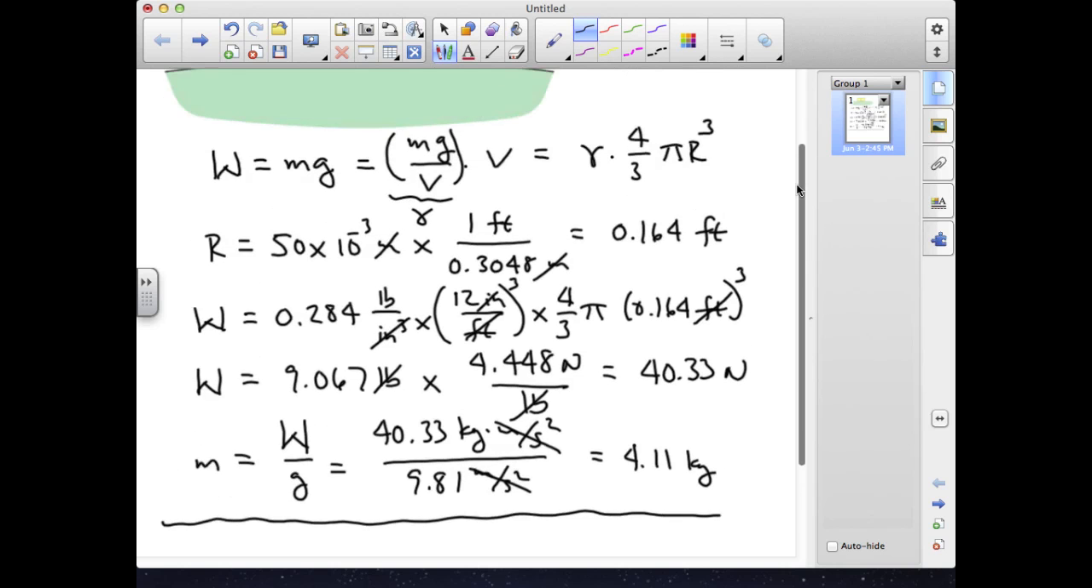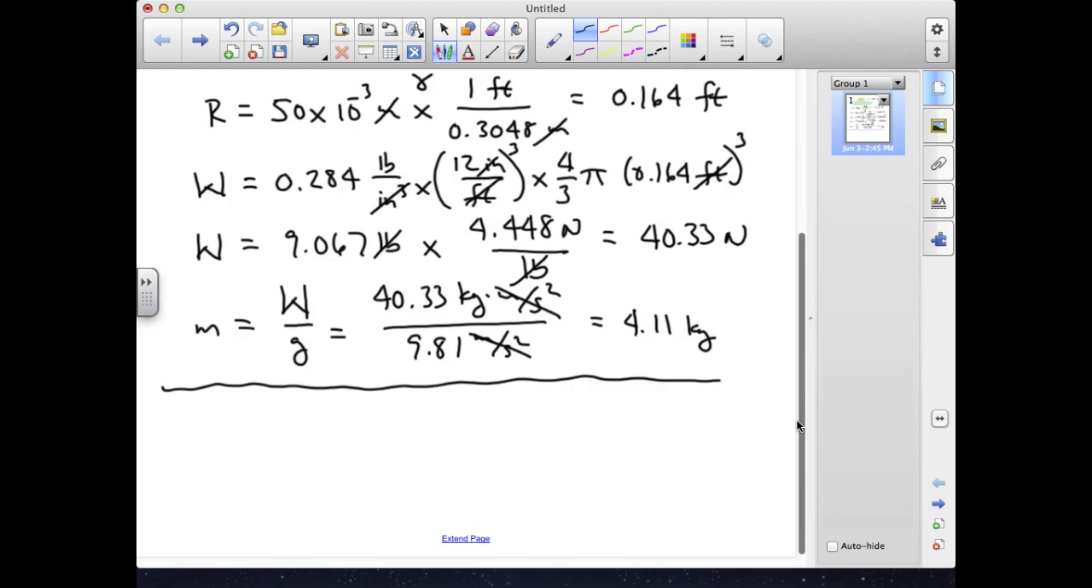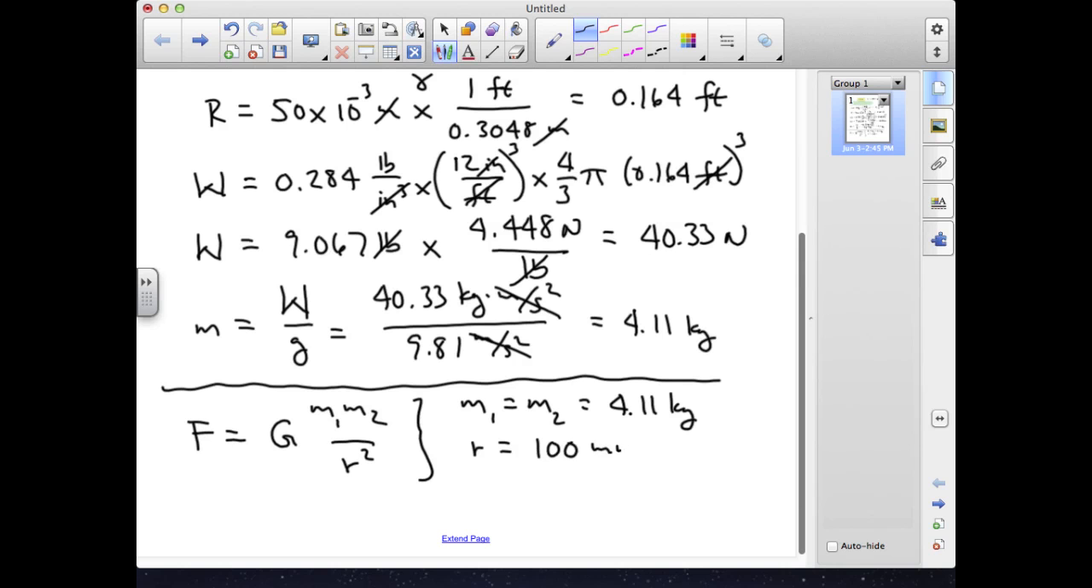Now, to calculate the force of mutual attraction, we're going to need the distance between centers, and here with these two spheres placed next to each other, the distance between centers is twice the radius or equal to the diameter of one of these spheres, which is 100 millimeters. So we'll use that in our calculation for the force of mutual attraction. We have F equals our big G, m1, m2 over r squared. Again, here, m1 is equal to m2 is equal to 4.11 kilograms, and the r, the distance between centers, is 100 millimeters.